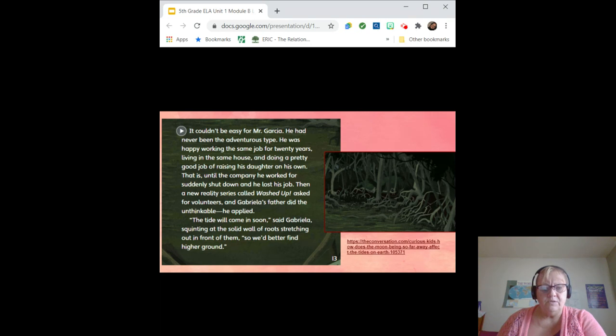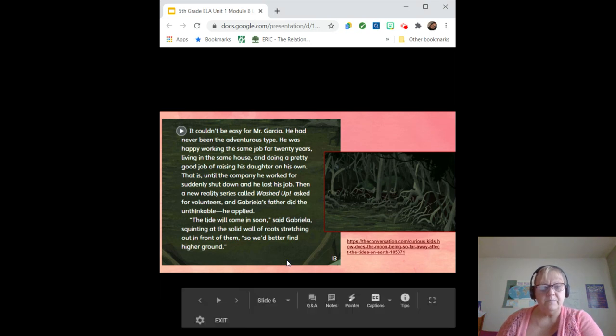The tide will come in soon, said Gabriella, squinting at the solid wall of roots stretching out in front of them. So we'd better find higher ground. Let's go on.